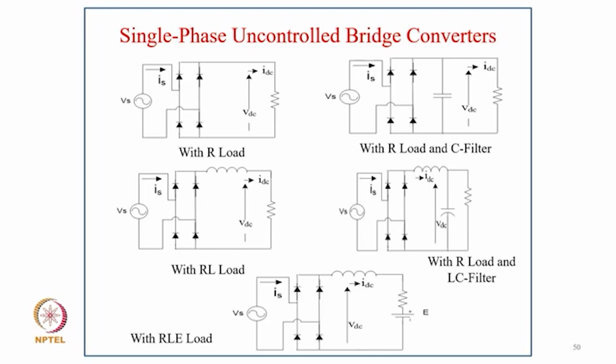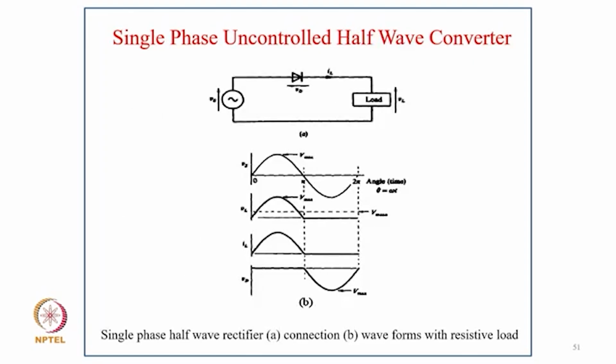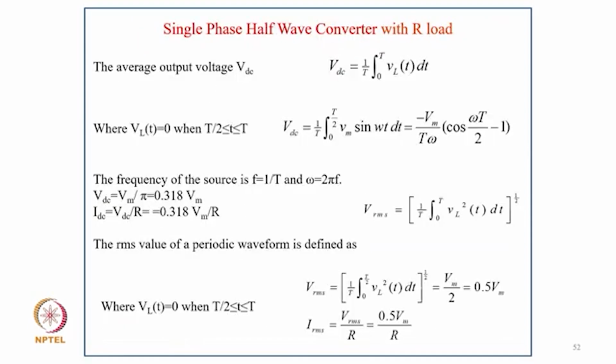Then coming to single phase uncontrolled with resistive load, then with RL load with capacitive filter, with RL load or resistive load with inductive filter, and with inductive R load with LC filter, and then RLE load. Now coming to the analysis of the single phase uncontrolled half wave converter, as you can see here. You can see the input waveform, the output load voltage and the load current, and the diode voltage.